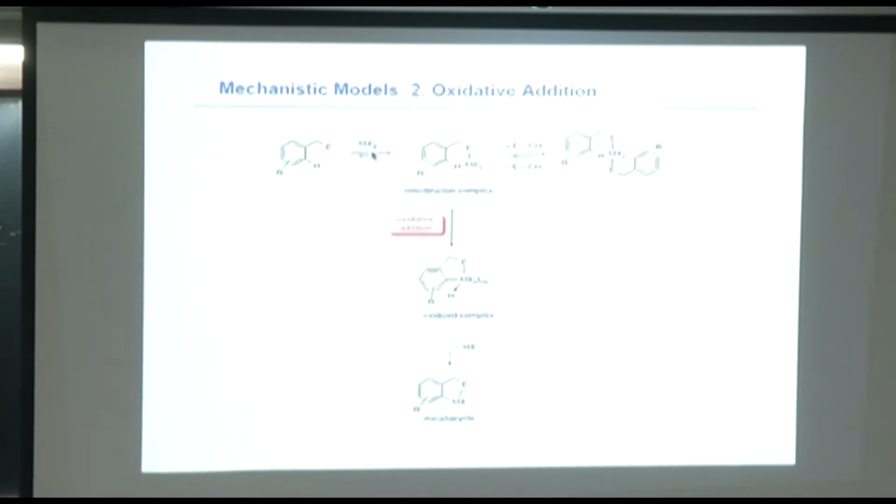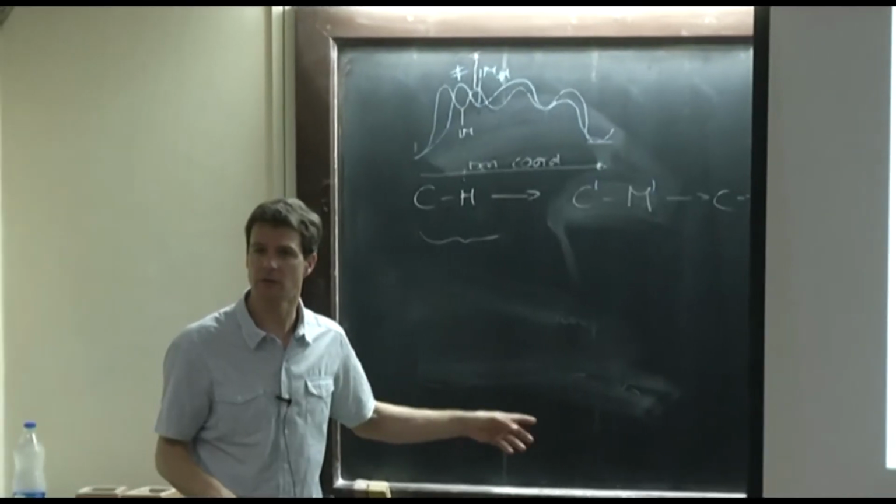And again, this is all due to the sigma bonding, pi back bonding. You know why this has to be, you're familiar with that, yeah? Or do I draw it?